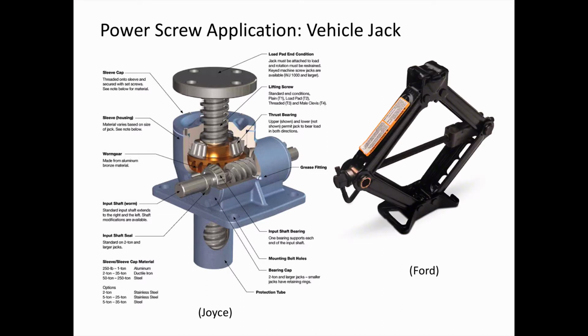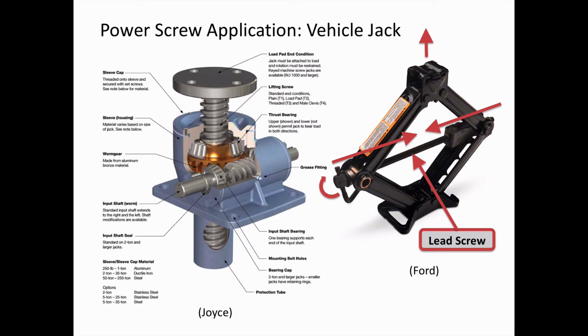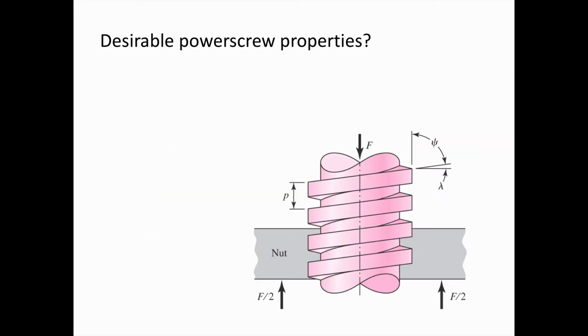Here's another vehicle jack that uses a power screw in a different way. It's a mechanical linkage that has a power screw in the middle, a lead screw. If we rotate this screw, it pulls the ends of this linkage together and causes the top of the jack to exert a force upward.